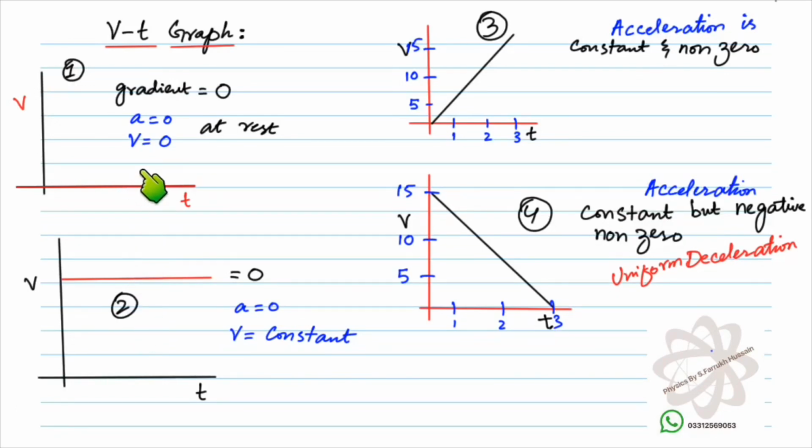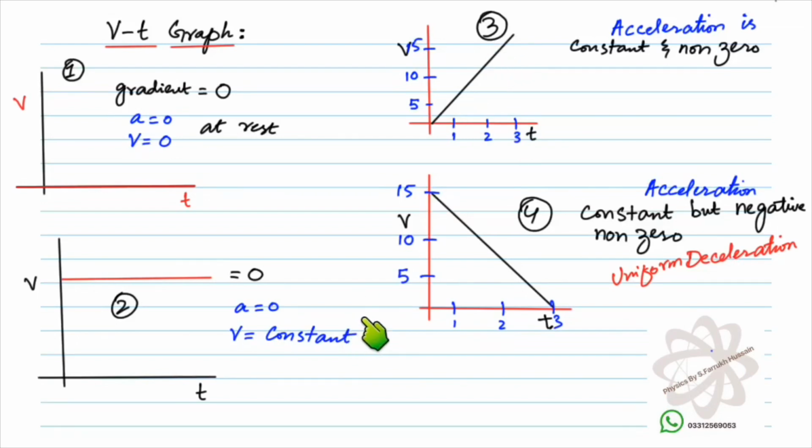If acceleration is 0, there can be two meanings. Either the object will be at rest or it is moving with a constant speed. In the third case, the acceleration is constant, which means the object is increasing its velocity or speed but with a uniform rate. As you can see in this example, after every 1 second the increase in speed is 5 meters per second. At 2 it's 10, at 3 it's 15.